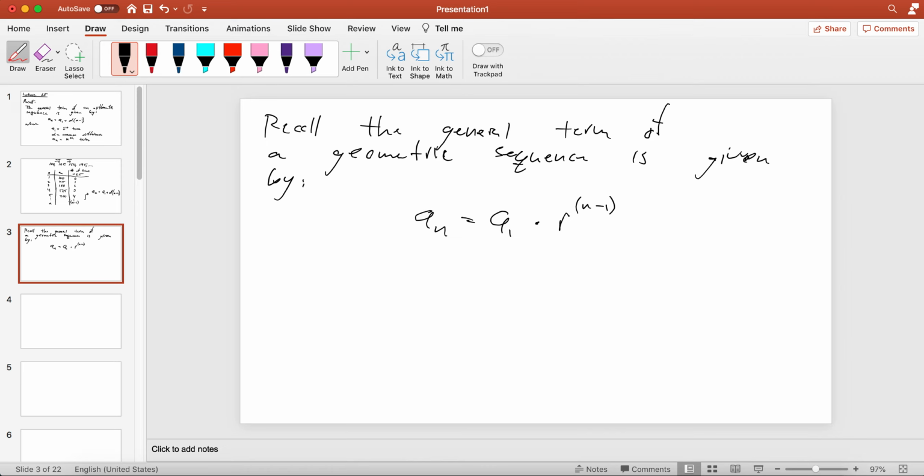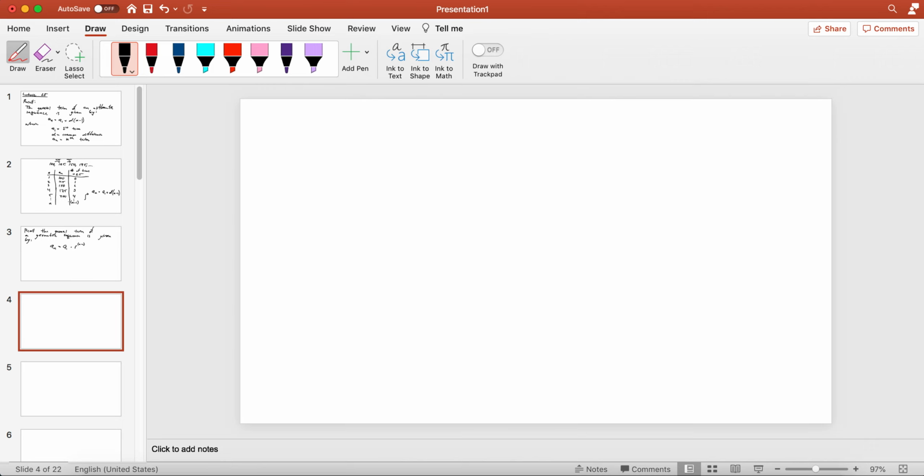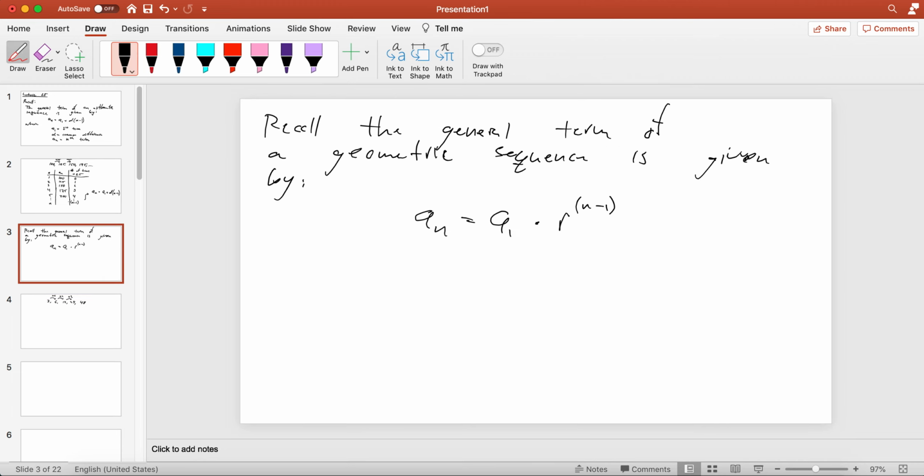Now, why is there an n minus 1 instead of an n there? Well, let's consider the following example. So hopefully you have this written down. We're trying to figure out why that is true. So let's consider this: 3, 6, 12, 24, 48. We're starting at 3 and we multiply by 2 with each iteration. So 2 is the common ratio. That's this r term here.